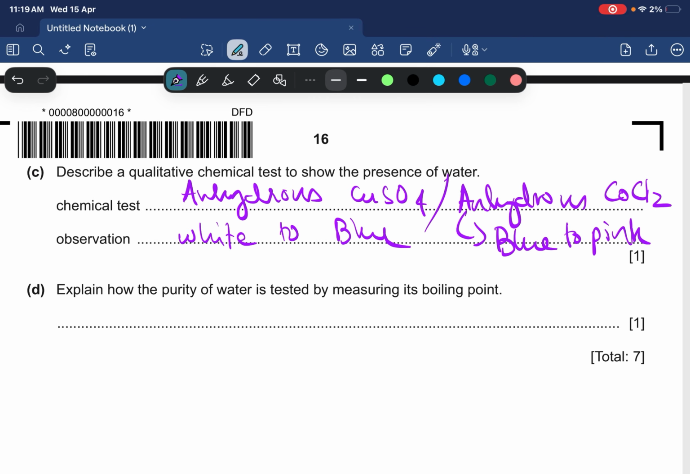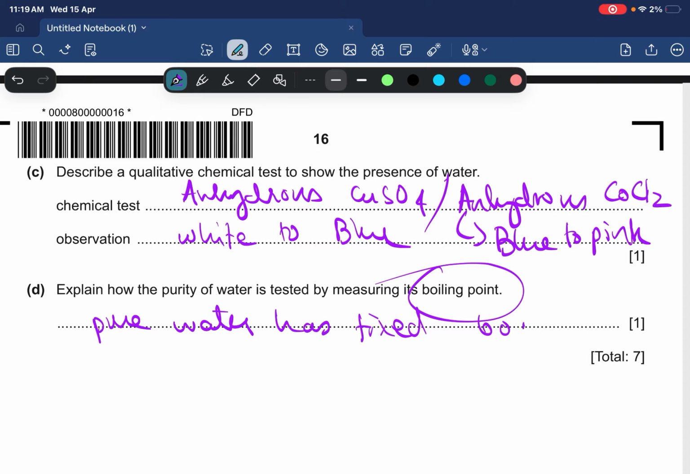Okay, explain how the purity of water is tested using its boiling point. Pure water has a fixed boiling point of 100 degrees Celsius. Anything that's pure is going to have fixed melting and boiling point. Impure substances have variable melting and boiling points. They have a range of melting and boiling points, but pure substances have a single melting point. Ice made from pure water melts exactly at 0, boils exactly at 100. So we are done.